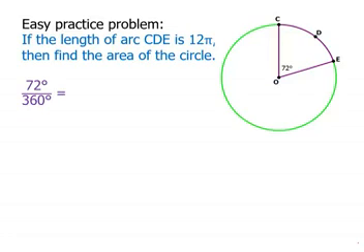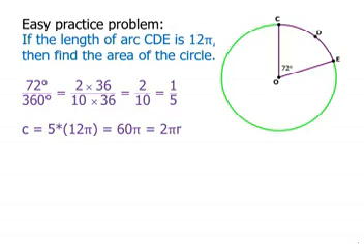Well, first of all, let's think about that. 72 over 360. We don't need a calculator for this. 72 is 2 times 36, and 360 is 10 times 36. Cancel the 36's. We just get 2 over 10, or 1/5. This is 1/5 of a circle. So the circumference would just be 5 times that arc. 5 of those arcs would make the circumference.